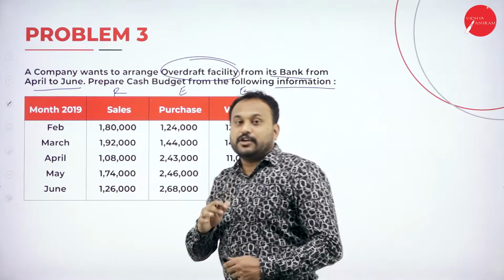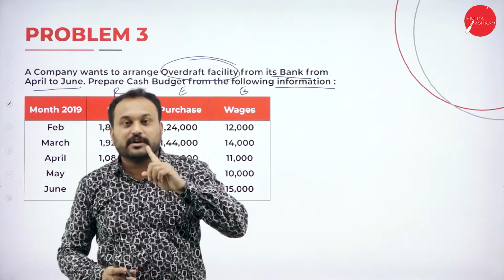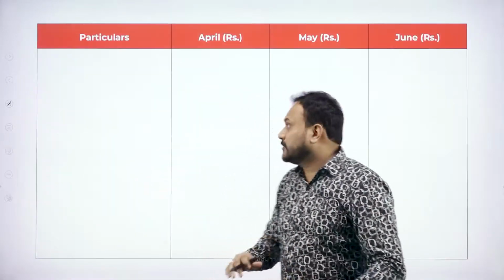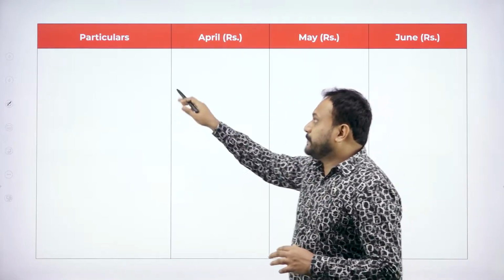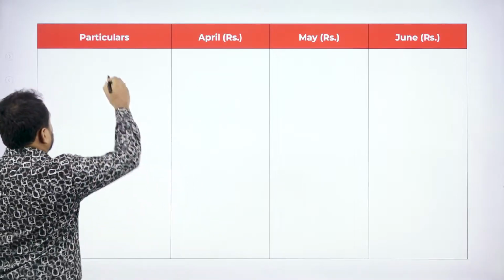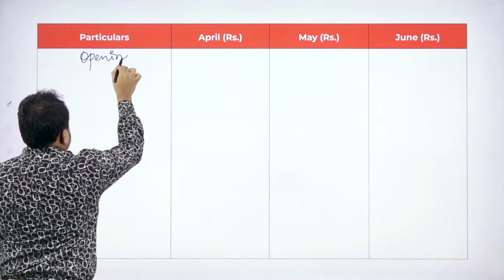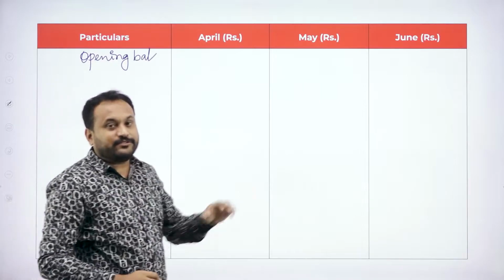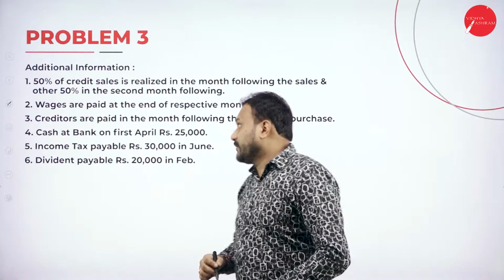I told you the minute you get to know that there are 3 months, the first thing you are supposed to calculate is your opening balance. So the answer will be like this. You will write cash budget, then you will go with particulars. The first thing in the particulars is the entry, that is opening balance. Let's go with opening balance, and we are supposed to prepare for the month of April, May and June.